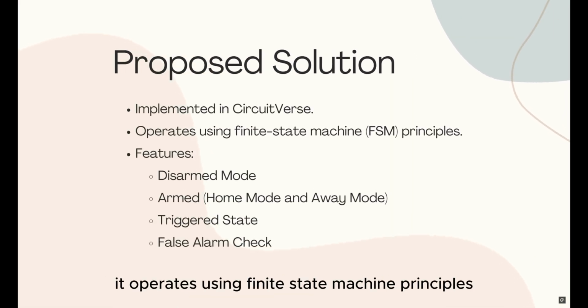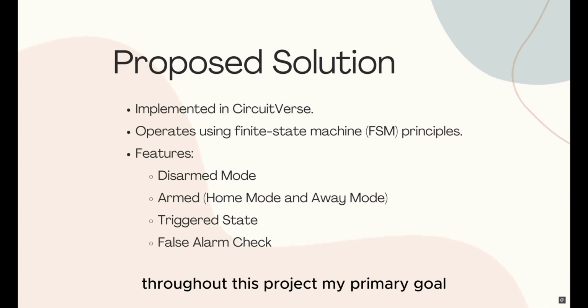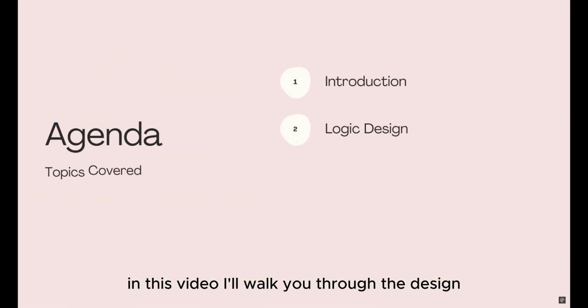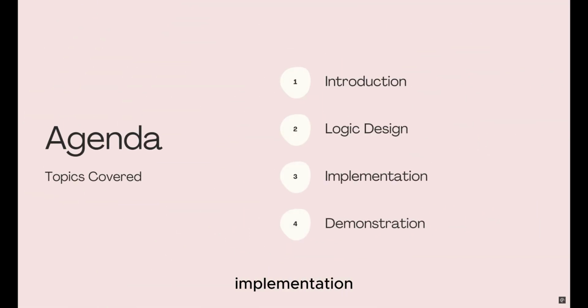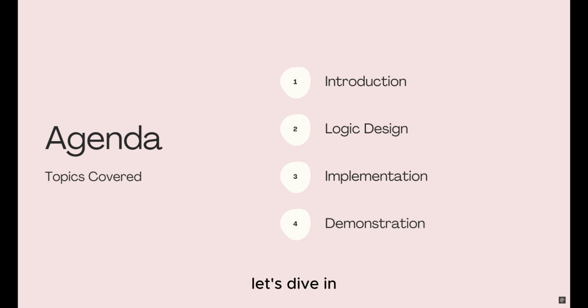It operates using finite-state machine principles and features key states such as disarmed, armed home mode and away mode, triggered, and false alarm check. Throughout this project, my primary goal was to bridge the gap between theoretical knowledge and practical application. In this video, I'll walk you through the design, implementation, and demonstration of the home security system. Let's dive in.